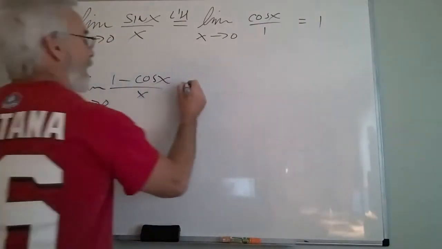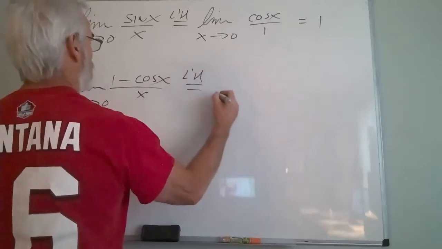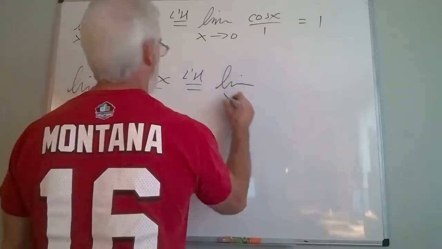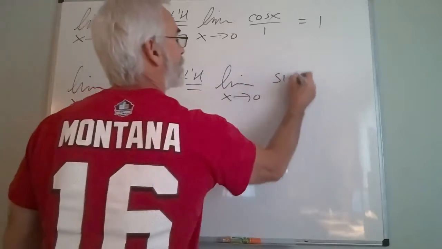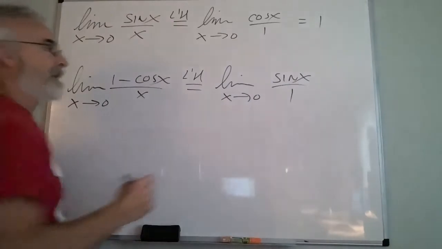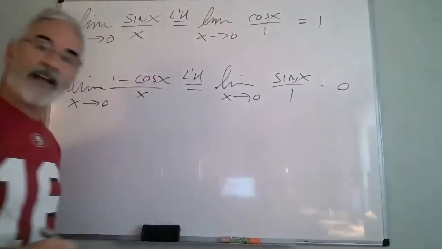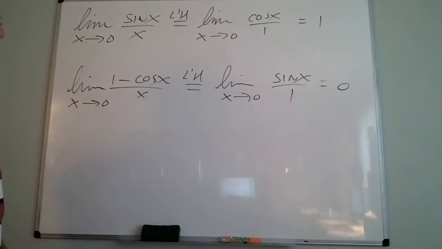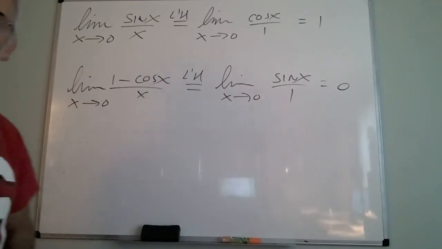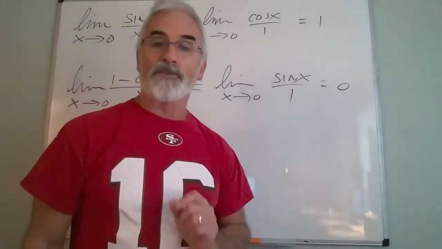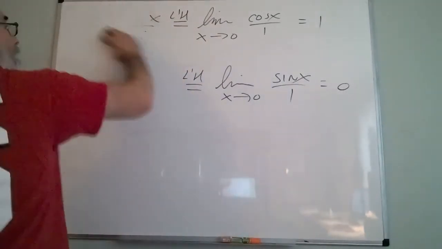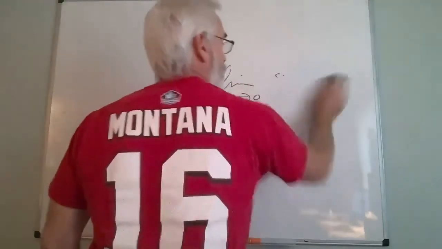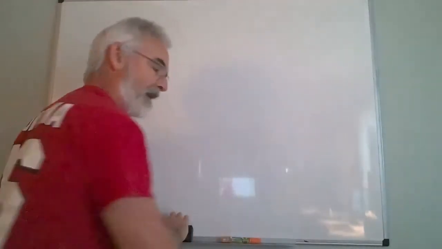How about this one? By L'Hopital's rule, I get what? The limit as x goes to 0 of the derivative of negative cosine, which would be positive sine, and at the bottom I'd get a 1, and that limit is 0. And that's exactly what we knew it was. Awesome, okay? So that turns out to be quite the bonus. So L'Hopital's rule applied in this situation works beautifully. Now, L'Hopital's rule is legal many times, but not necessarily efficient.